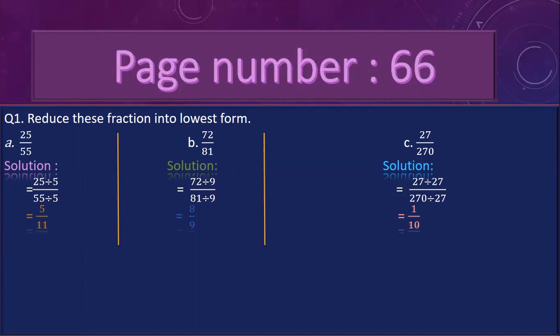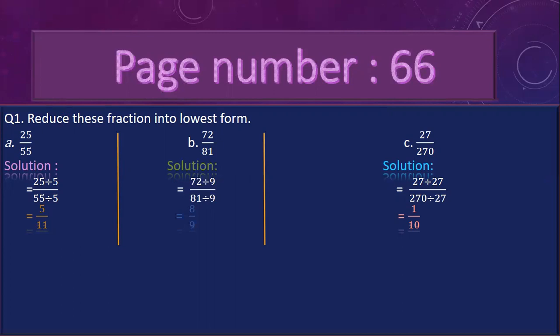We see that 25 at the end is 5, and also in the 55 5 is at the end, and definitely both numbers will be divisible by 5. So we divide 25 with 5 and also 55 with 5. When you divide 25 with 5 you get 5, and after dividing 55 with 5 you get 11. So the lowest form of the fraction 25 over 55 is 5 over 11. Now 5 and 11 cannot be divided by any table because they both are prime numbers.